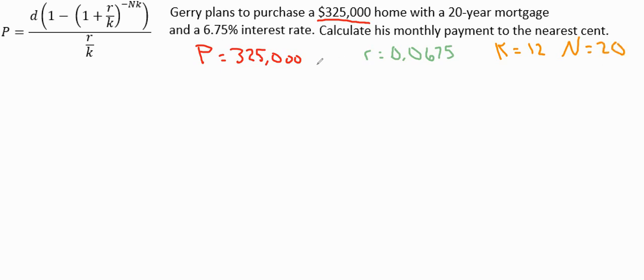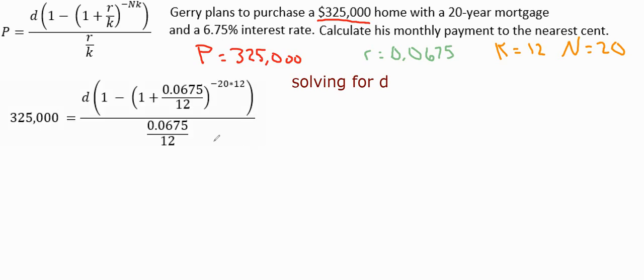So now we really need to carefully put these values into our equation. We are solving for D, which is going to be the monthly payment. And it is important to write this out really carefully, and when we put this in the calculator, not to round until the very end. Now, this may seem really complicated, but we can simplify this.